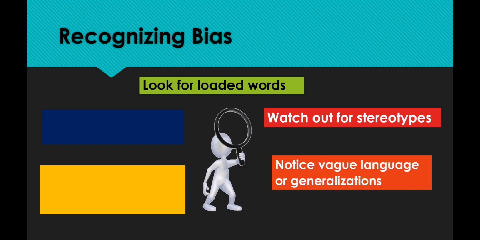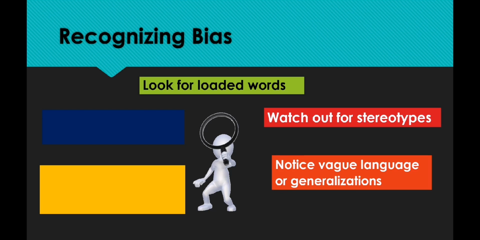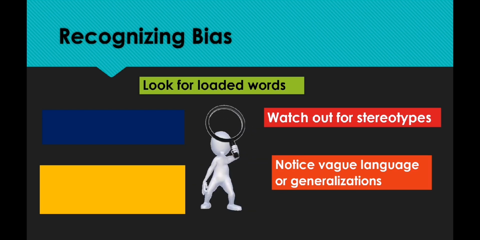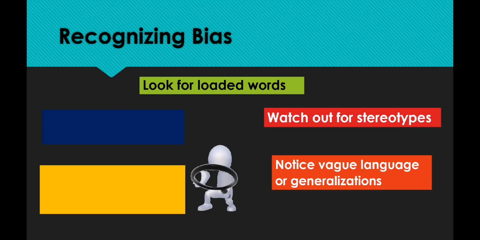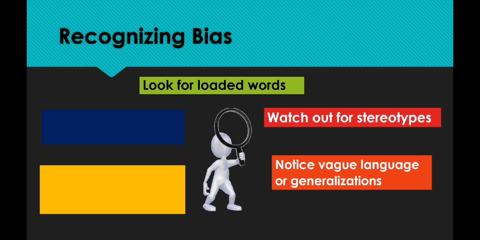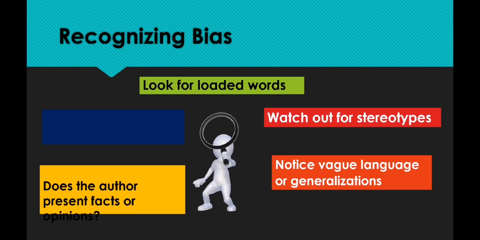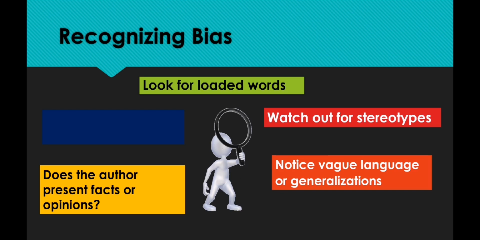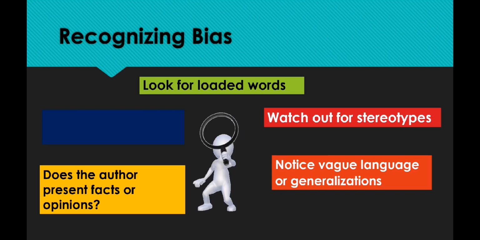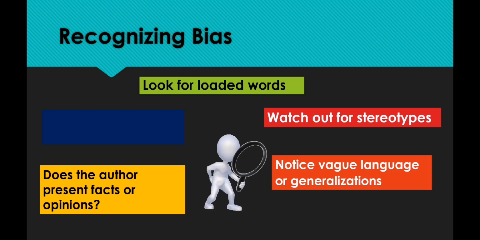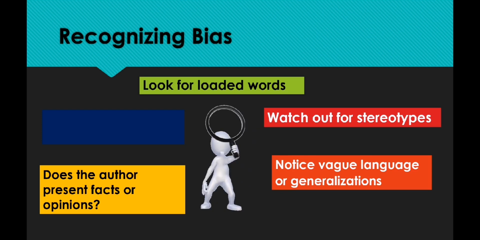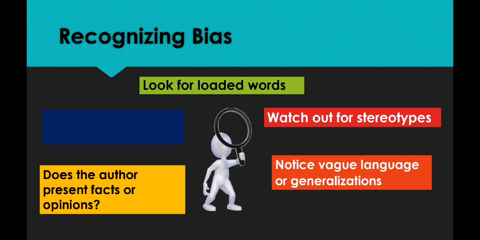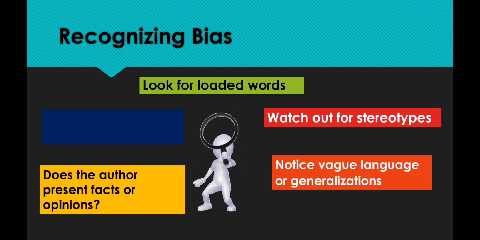Next, notice vague language or generalizations. If the author isn't using specific language, this could be an indicator of bias. So, dapat ay specific at mayroong explanation. Next, does the author present facts or opinions? Facts are what they are, the truth, but opinions can be based on feelings, emotions, or prejudice which aren't objective. So, syempre dapat kailangan palaging objective ang author kapag nagsusulat siya.